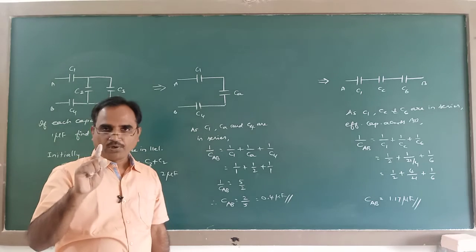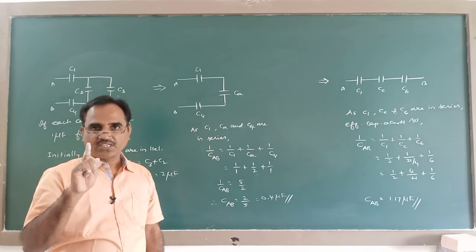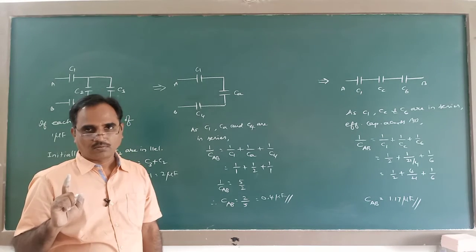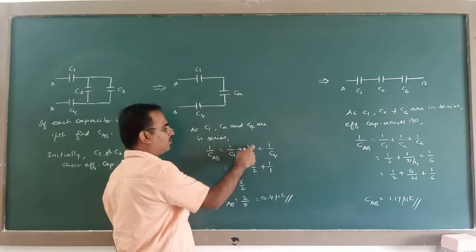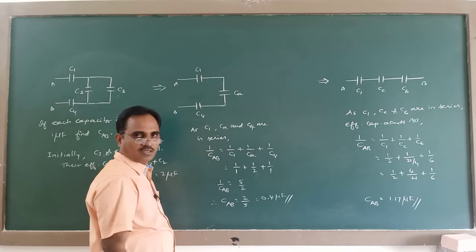While writing the formula for effective capacitance in series, you must be careful. It is 1 by CAB is equal to 1 by C1 plus 1 by CA plus 1 by C4, like this.